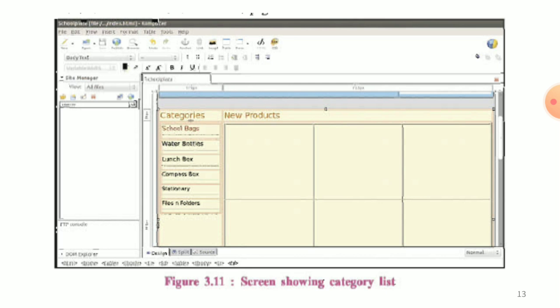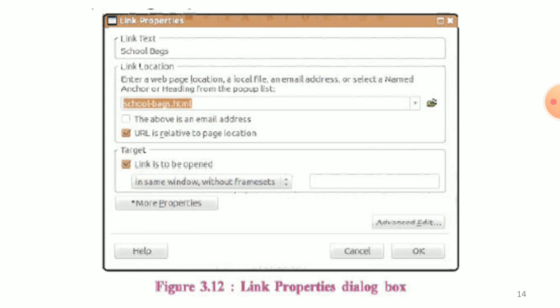And next we will insert another table at the bottom of the page for details like about school plaza, feedback, contact us and sitemap. Create the table and insert the text, and this text will also be a link. Next, link properties.